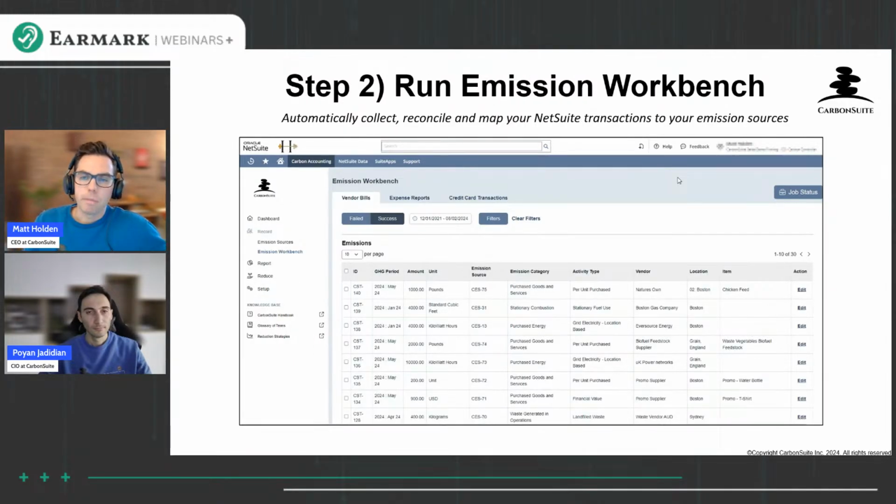Step 2 is to run the automation. We have a feature called our emission workbench, and what this does is when it's executed, it runs through and analyzes your transactional data in NetSuite, and then it calculates your emissions based on that analysis. And that could be for scope 1, scope 2, scope 3, whatever emission sources you've set up and what you're calculating emissions for.